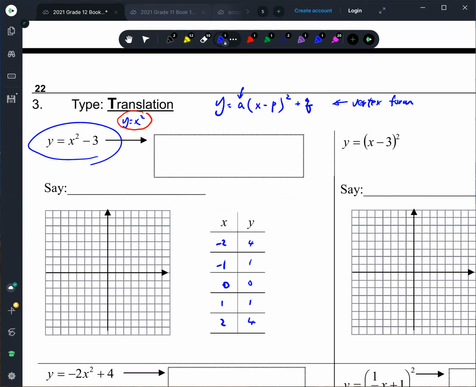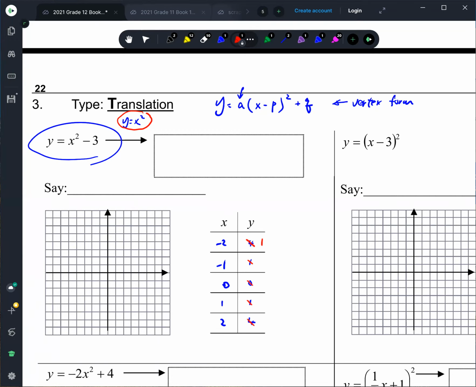But for the one we are doing, we have an extra minus 3. So if you plug it in, for example, if I plug in negative 2 squared, it will be 4, and 4 minus 3 will be 1. So these y values will need to change. So you can plug each of the x values in there and then get the new y values.